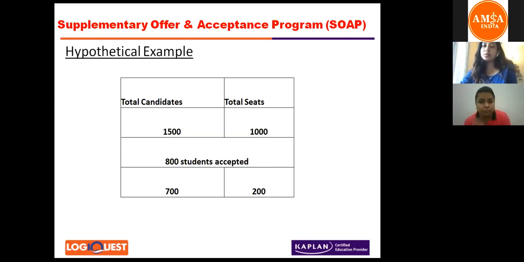And this particular program, after the results are declared, is called the SOAP program, which is also known as the Supplementary Offer and Acceptance Program. So this is a mini version of the real NRMP match. They will rerun the show for these unmatched candidates and the vacant seats. So you never know, if you're lucky this time, you may simply get a spot somewhere else. So there's no need to get disheartened. You always have another chance.